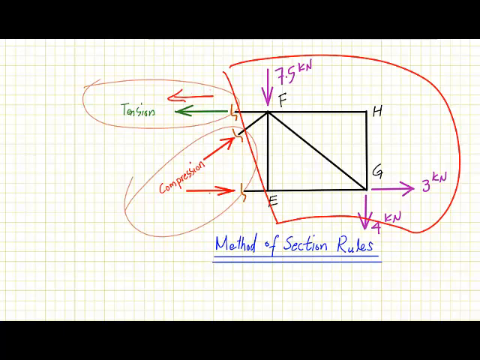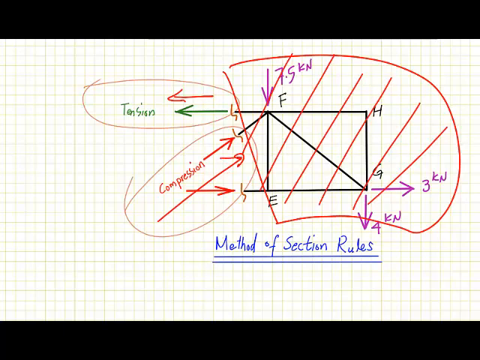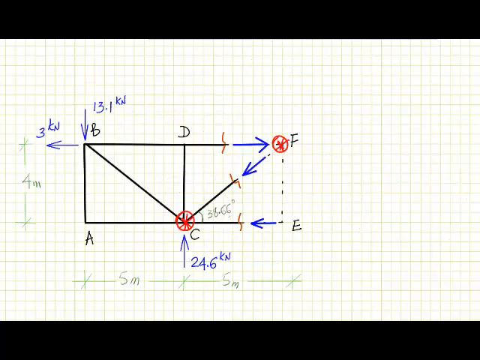And any force that is going towards this structure is compressing it. It is compression. And any force going away from the structure is pulling it. It is tension. So we should keep that in mind. These are the rules of the method of sections for the direction of forces. So now that we have a convention, we'll start the calculation.